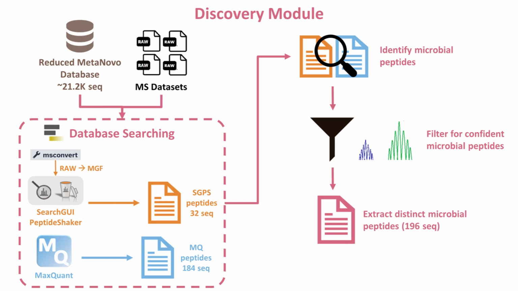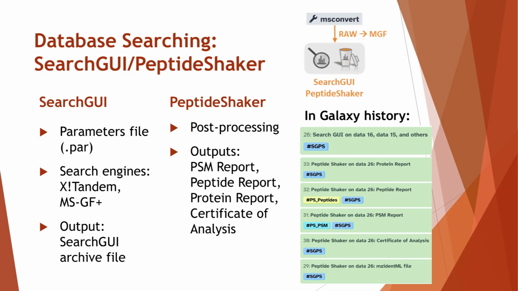Now let's talk tools. First up is SearchGUI PeptideShaker. Remember that the MS Convert tool will convert the sample data from raw to MGF for software compatibility with SearchGUI. SearchGUI comprises different search engines to match sample MS spectra to known peptide sequences. In our analysis, we will use search algorithms X-Tandem and MSGF Plus within SearchGUI for matching spectra from our sample MS data against peptides from the protein sequence database that we acquired in Module 1.